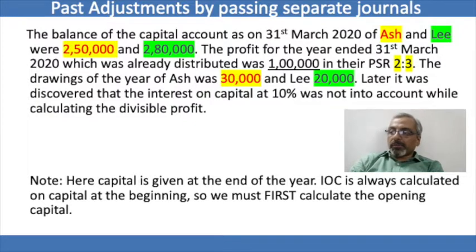Later it was discovered that the interest on capital at 10% was not taken into account while calculating the divisible profit. Here one thing has to be taken into consideration: the capital has been provided at the end of the year, and we all know that the interest on capital is calculated either on the capital at the beginning of the year or on additional capital introduced during the year. So it becomes very important to find out the opening capital. After that, we will start doing the sum.